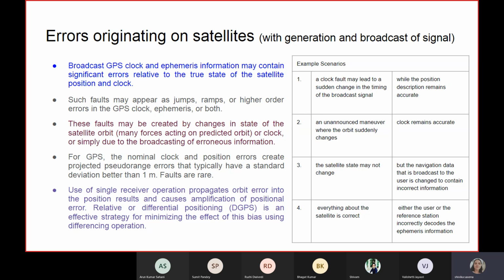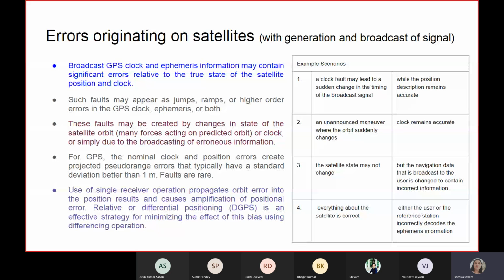These faults may be created by changes in the state of the satellite orbit, as we have discussed. This is happening because many forces are acting on the predicted orbit. These forces may be gravitational or non-gravitational, tidal, etc. Or simply we are getting erroneous information in the broadcast message. Then for GPS, nominal clock and position errors create projected pseudo-range errors that typically have standard deviation better than 1 meter. Big faults are very rare due to this source of error.